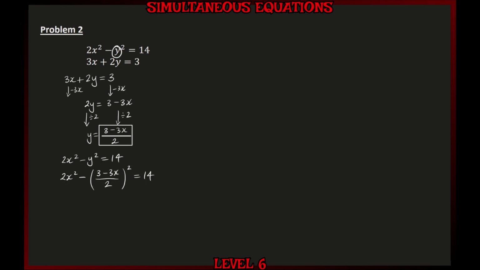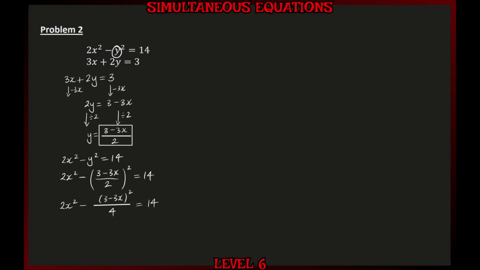To try and simplify this, I'm first going to look at the bracket that's being squared. And when you square a fraction, it's the same as squaring the numerator and the denominator separately. So we have 2x squared minus, and in this fraction, I'm going to square the numerator, so 3 minus 3x, all squared, and also square the denominator. And 2 squared just gives us 4, and that's equal to 14.